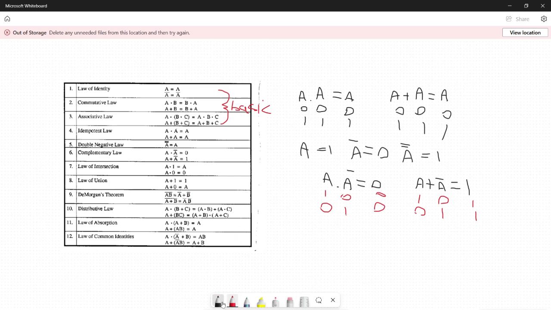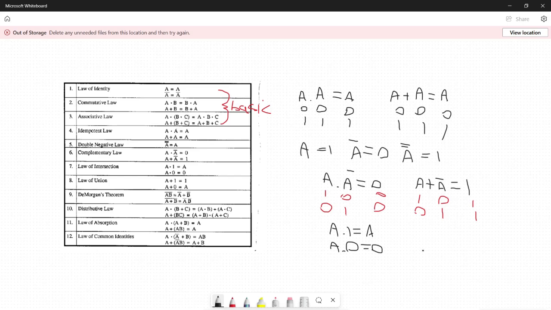Now we have the law of union. Oh, sorry, I mean the law of intersection. I skipped that one, which basically says A times 1 is equal to A. That's basic algebra, and you'll also find this throughout. This is basic algebra, and it's not that complicated. It will also work for Boolean. A times 0 is equal to 0. Once again, anything times 0 is 0, so nothing complicated there.